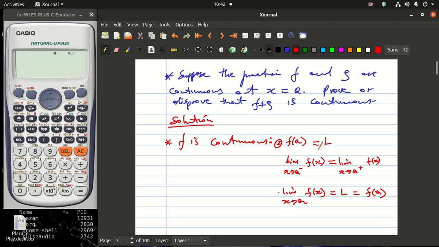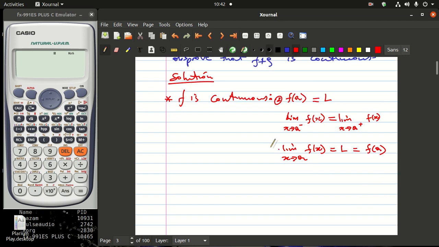So these are the conditions that come from knowing that f is continuous. If f is continuous, these conditions are happening. If these conditions are happening, then f is continuous. So we have this vice versa. And then secondly, we know that g is continuous.